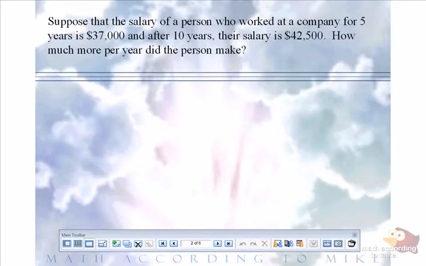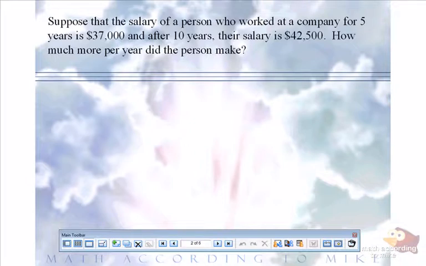Suppose that the salary of a person who worked at a company for 5 years is $37,000, and after 10 years, $42,500. How much more per year did the person make? If this problem had said, how much more did the person make, then it would just be a simple subtraction problem of the 42,500 and the 37,000.